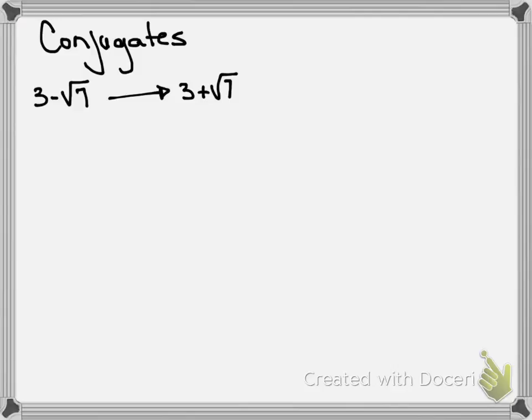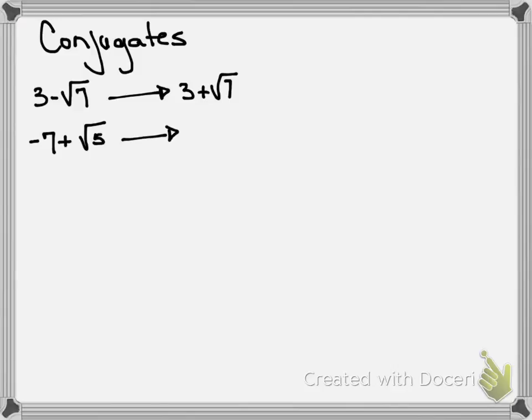So the conjugate of 3 minus square root of 7 becomes 3 plus square root of 7. Students like to say, we change all the signs. No, you do not change all the signs. You change the operating sign. You see, 3 minus square root of 7, you don't change the sign for the 3. You simply change the operating sign, so it was minus square root of 7, it becomes plus square root of 7. Alright?